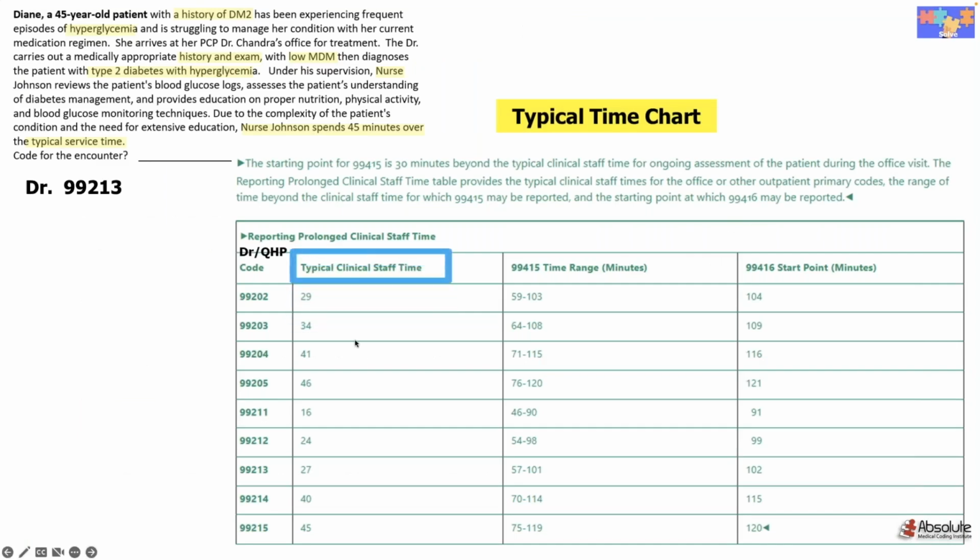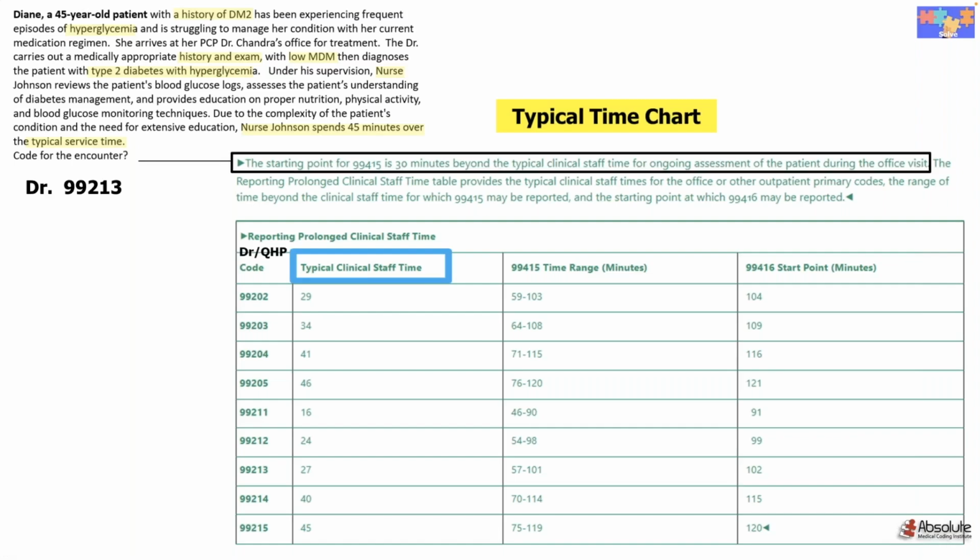So we're using this chart, and remember, this chart is for clinical staff, and it is to determine the typical clinical staff time. And we have a guideline right at the top. It says the starting point for 99415, that's prolonged services, is 30 minutes beyond the typical clinical staff time for ongoing assessment of the patient during the office visit. That might resonate for some people, but this resonates for me.